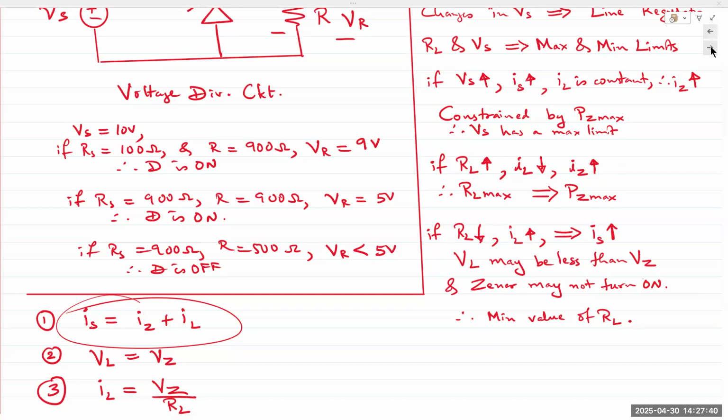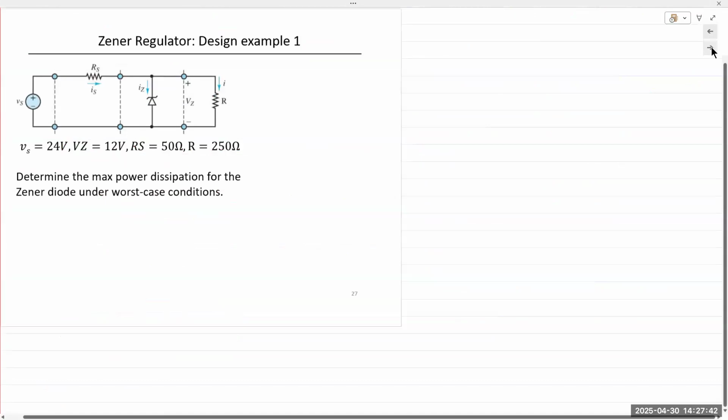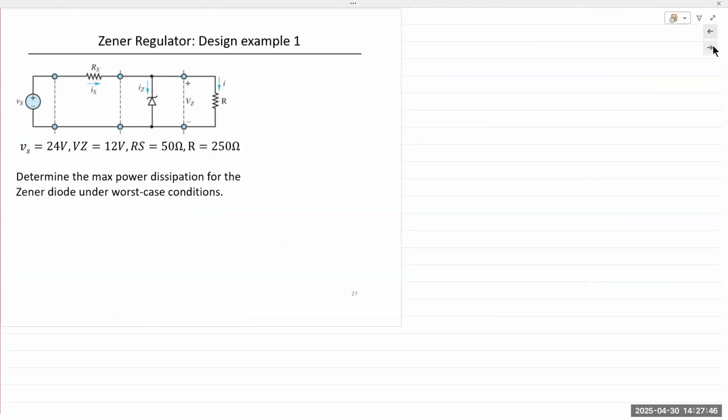Okay. Design. All right. So we have a standard circuit: Zener diode, series resistor, load resistor R. We are given a supply voltage of 24 volts. So on the left, we have 24 volts. VZ is given to us as 12 volts. So on the right, we have 12 volts.